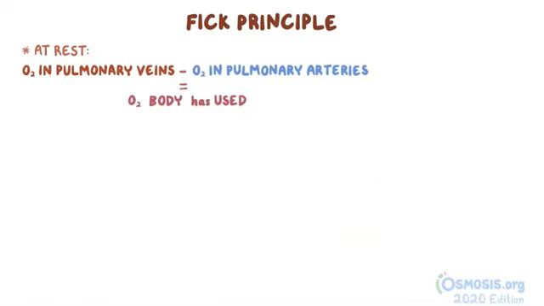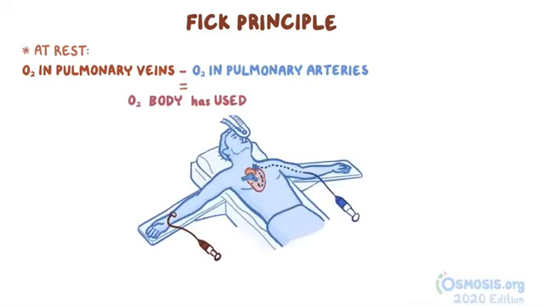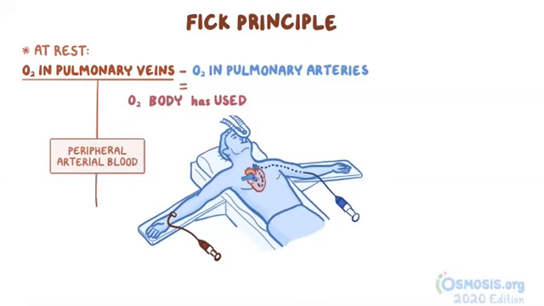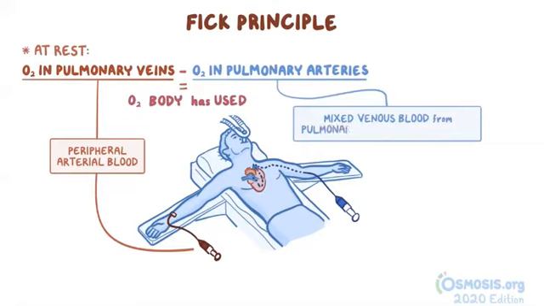Each of the parameters of the Fick principle can be measured. The oxygen content of the pulmonary venous blood can be measured by taking a sample from peripheral arterial blood, since none of the oxygen added by the lungs have been consumed at this stage. The oxygen content of the pulmonary arterial blood can be measured by taking a sample of mixed venous blood from the pulmonary artery or the right ventricle.